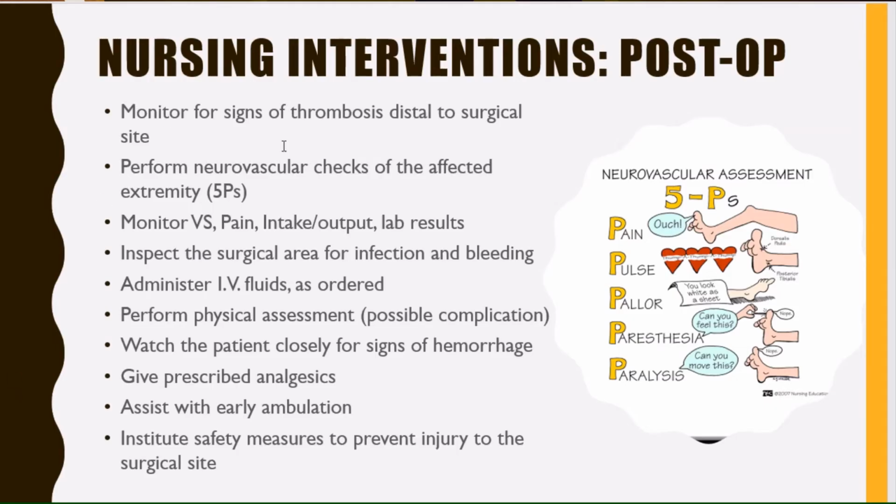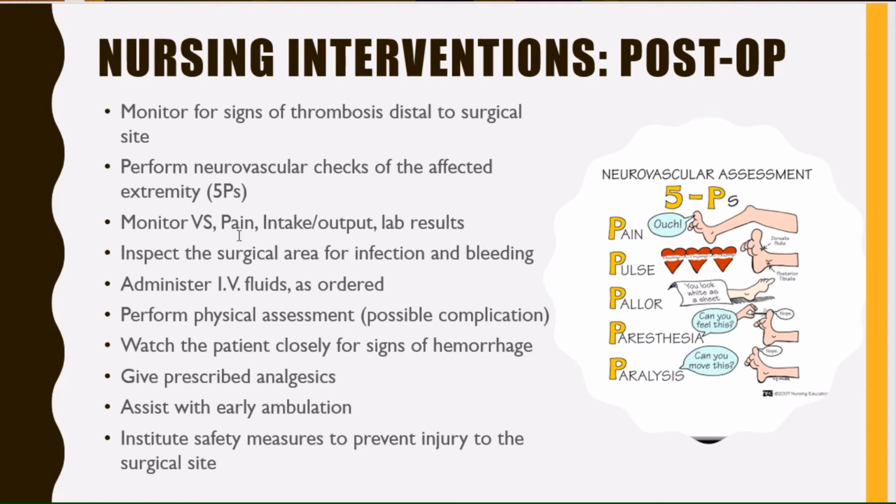Interventions, again, monitor for signs of thrombosis distal to the surgical site. So if there is a thrombosis, then you may lose the pulse on that extremity, maybe the skin. You will see all these signs, like check the neurovascular status on the affected extremity. The 5 P's, like the pain, how is the pain, pulse, the pallor, paresthesia, can you feel me, paralysis, can you move?